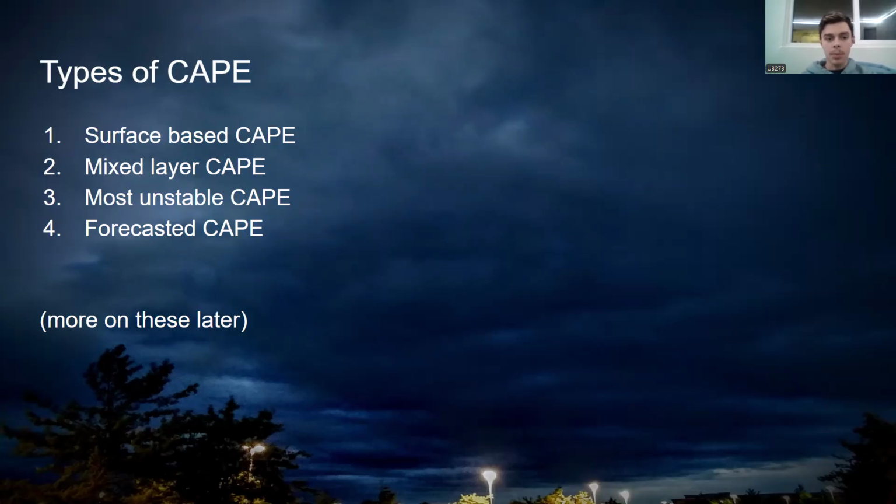So, types of CAPE. Here are some types of CAPE that we're going to talk about, and there are also parallel types of CIN, which we'll talk about in a second. We have surface-based, mixed layer, most unstable, and forecasted. We also have normalized, which we'll talk about.